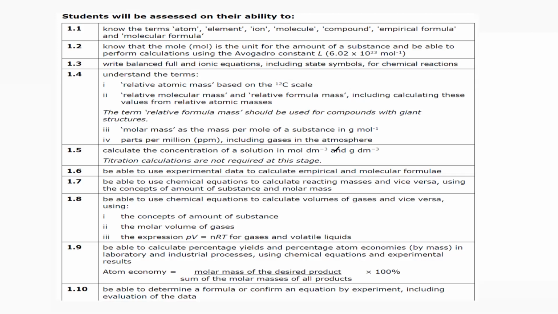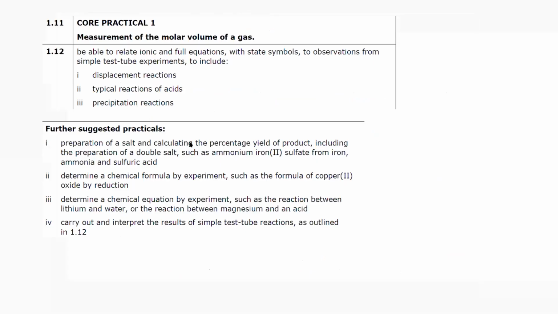Then calculate the concentration of a solution. Use experimental data to calculate empirical and molecular formula. Use a chemical equation to calculate the mass and other things, and vice versa. The concept of the general gas equation, that PV equals nRT. Atom economy, that's a new topic, and you should be able to determine a formula or confirm the equation by evaluating the data. That all we will discuss.